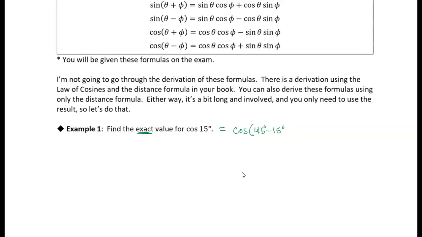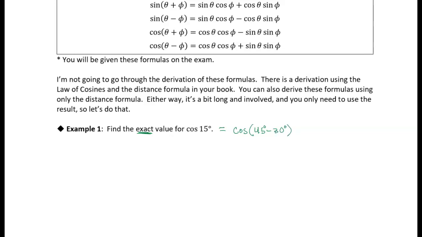So one example is that we could do the cosine of 45 degrees minus 15 degrees. Oops, what am I saying? 45 degrees minus 30. Let me erase that. 45 degrees minus 30. That's what I meant to say. Okay, that would give us 15 degrees.